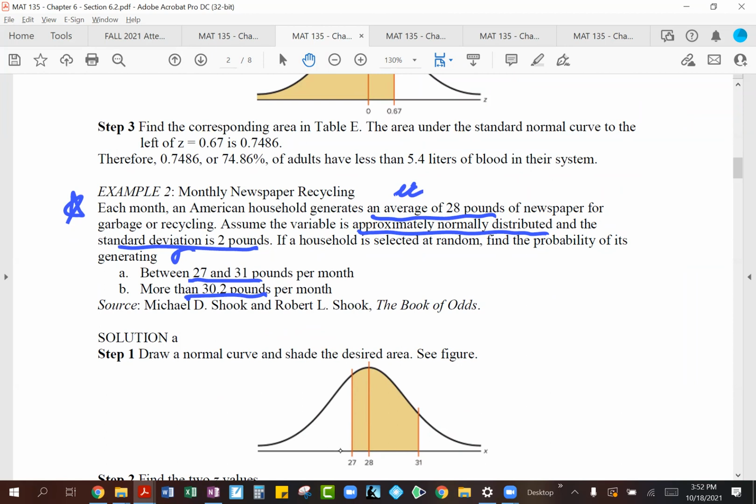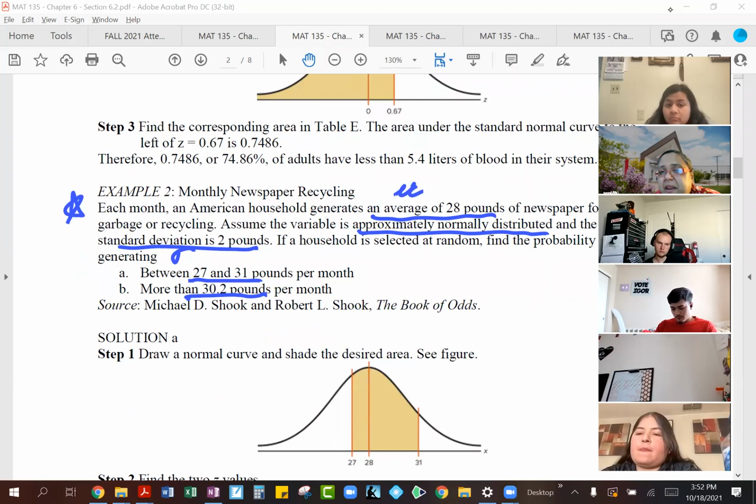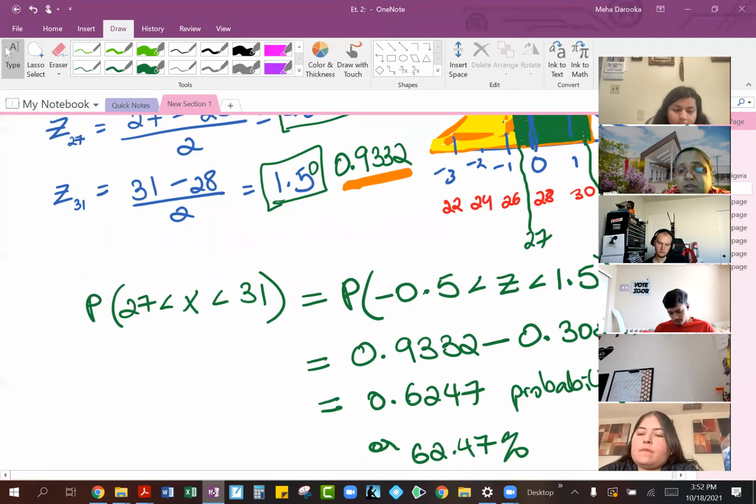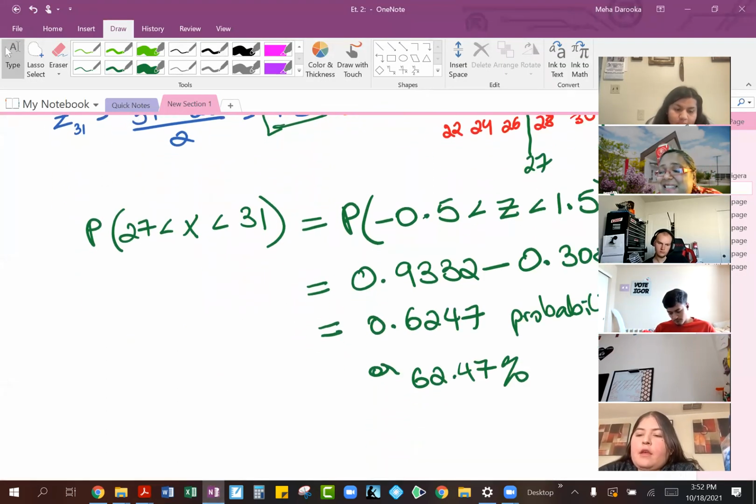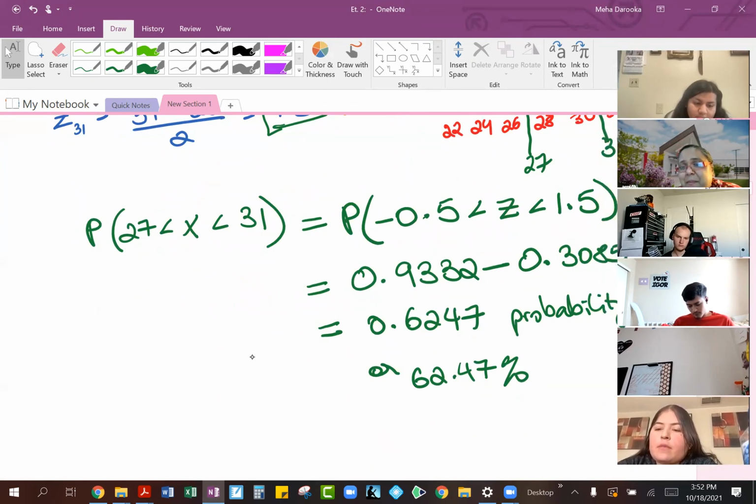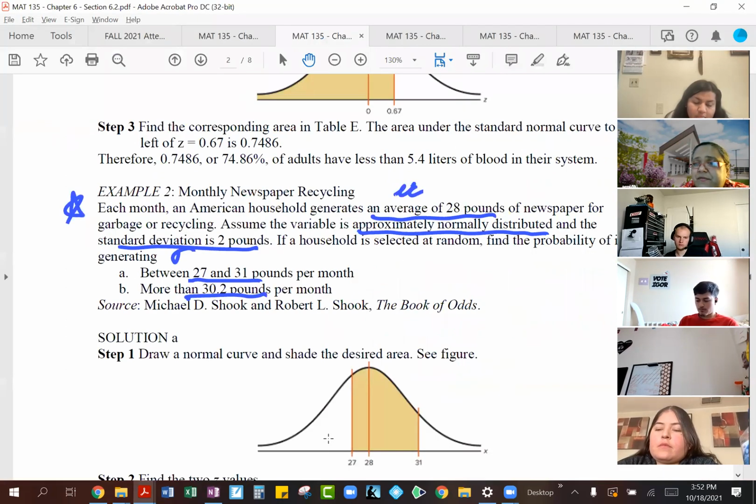So they said if a household was selected at random, what's the probability that they are generating 27 to 31 pounds? So we can say approximately the chances that a randomly selected household is generating 27 to 31 pounds of newspaper for recycling or garbage is 62.47%. That's a very likely happening, right? Because it's more than 50%. So we can say, yeah, there's a good chance that if you randomly select a house, they are generating anywhere between 27 to 31 pounds of garbage, basically, with newspapers. So that was if you're in between two numbers.